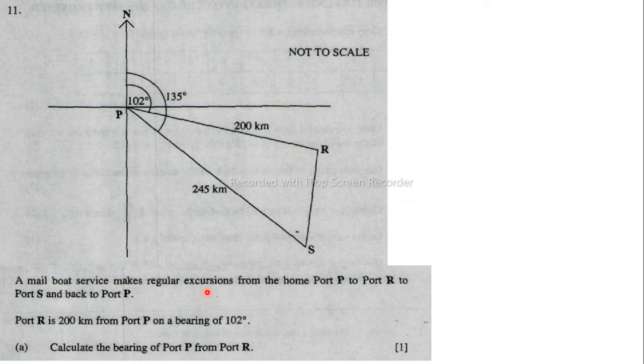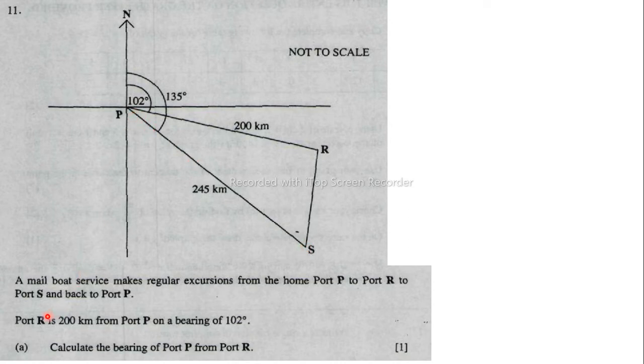All right, so this is a mailboat, and when they say excursions, they mean basically going to and fro, or trips, you could use that synonym. So it makes regular excursions from the home port P. So port P right there is the home, that's the base, you would say. And so the boat is going to travel from port P to port R, then to port S, and then go back to P, which means it's going back home.